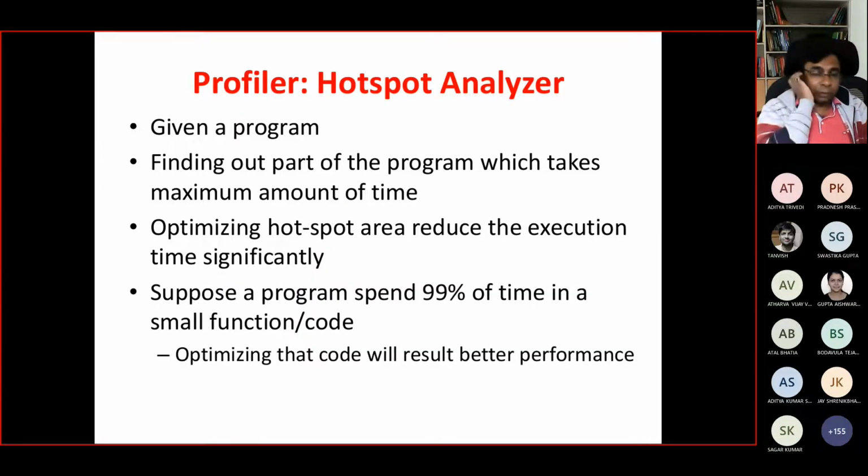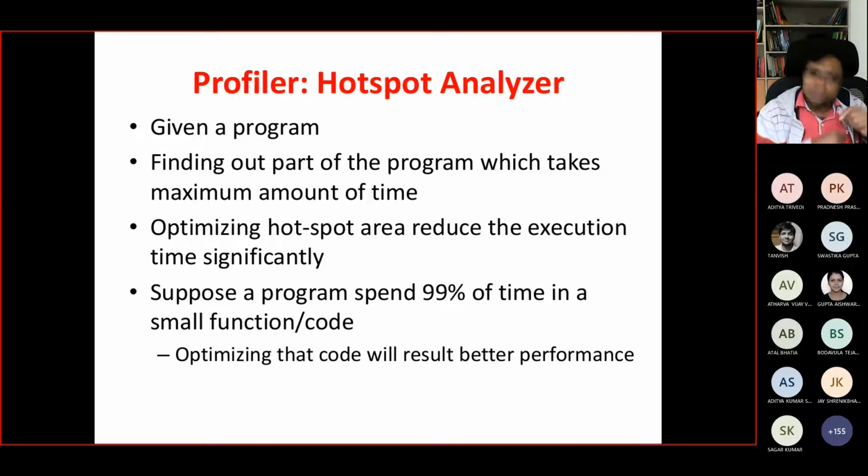And for hotspot analysis, given a program, find out the part of the program which takes the maximum amount of time. Optimizing the hotspot area reduces the execution time significantly. Suppose a program has actually spent 99% of its time in a small function or small piece of code. If you optimize that code, it will result in better performance.